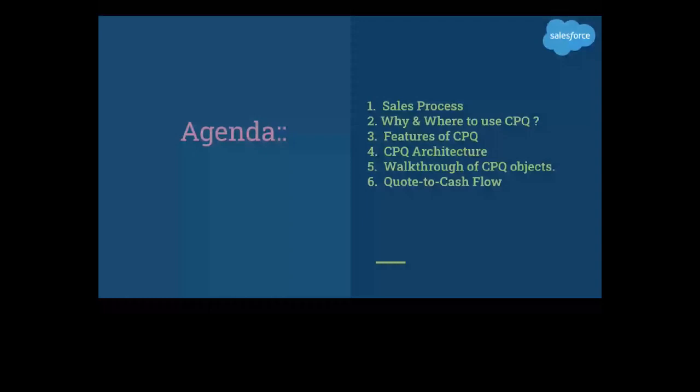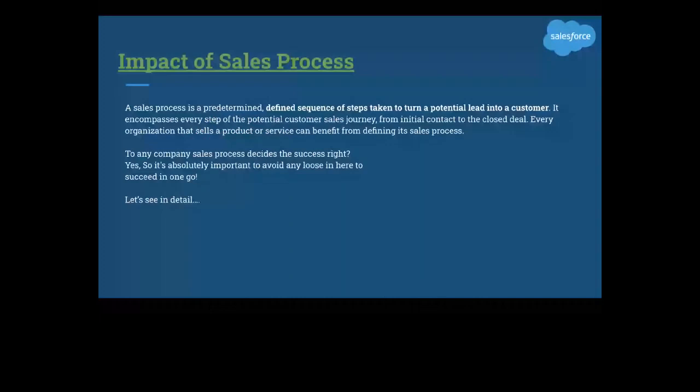So first, we'll start with the sales process. I have kept the sales process as step one because we need to understand why CPQ comes into the picture. Every company or business generates its revenue through the sales process only. Whatever revenue they generate is decided by the sales process, so we can consider the sales process the key to revenue generation.